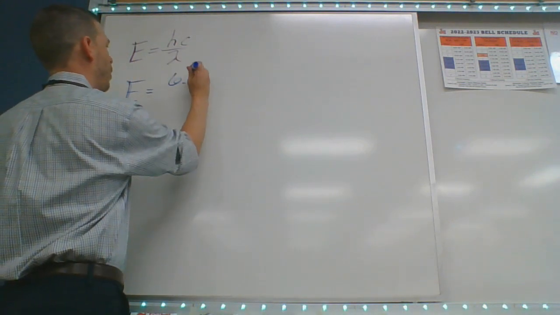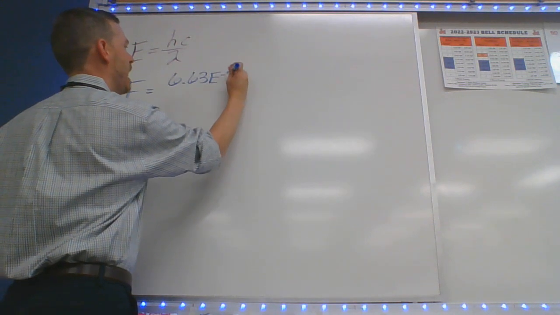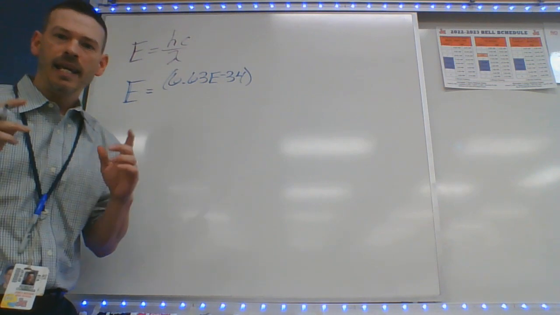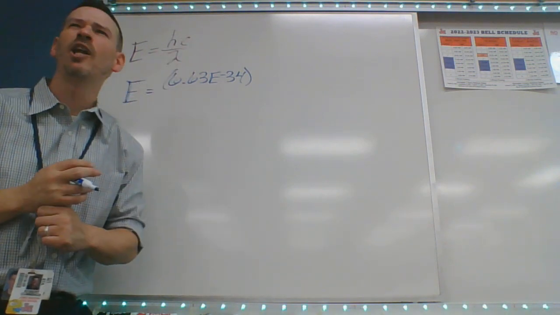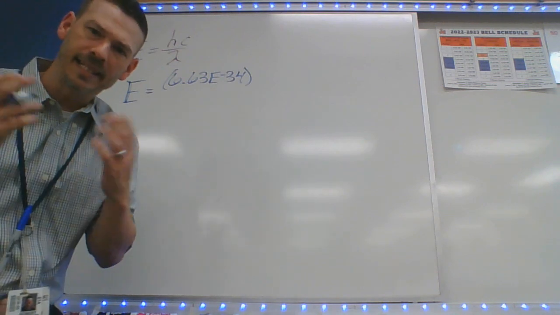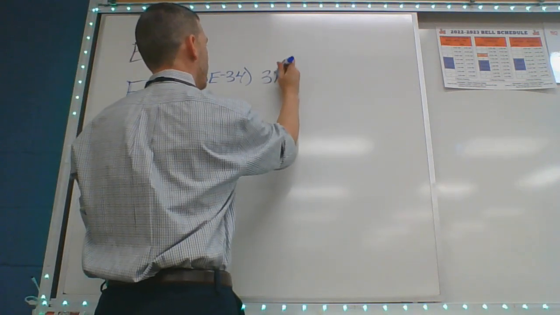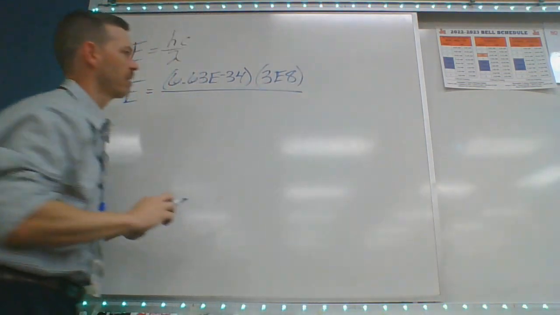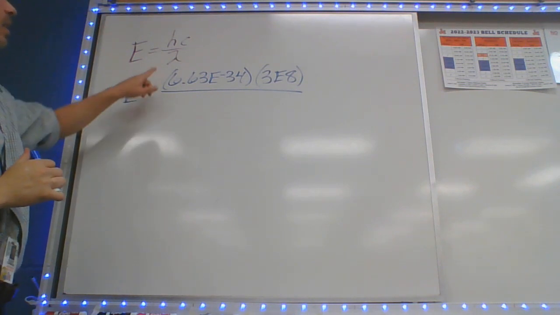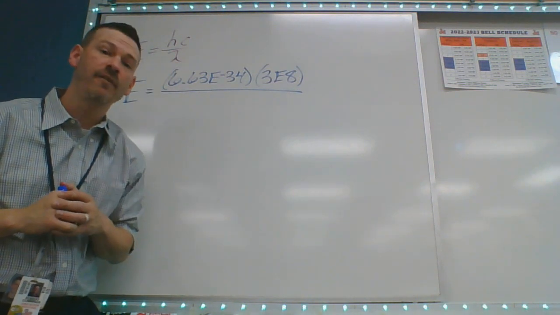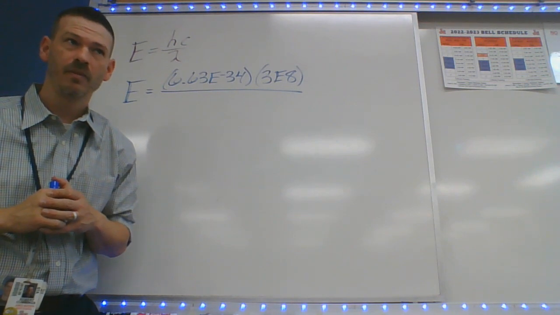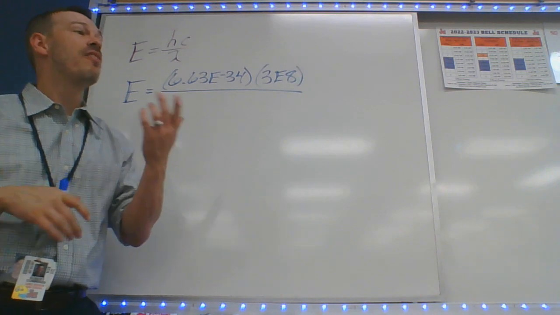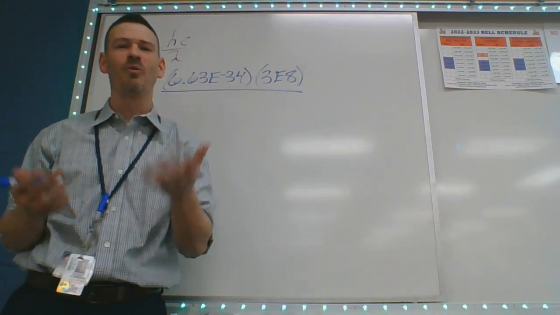So 6.63 E negative 34 times C. Do I know what C is? Always, it's the speed of light. 3 E 8 over wavelength. Do I have a wavelength given? Kind of. I mean, look at the question. It does give me a wavelength, but they're in the wrong units again.